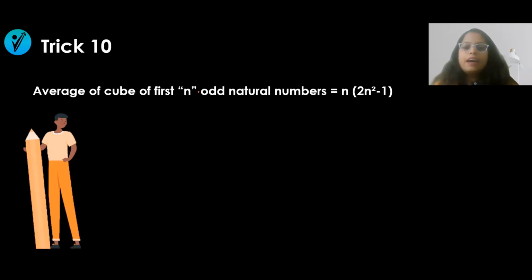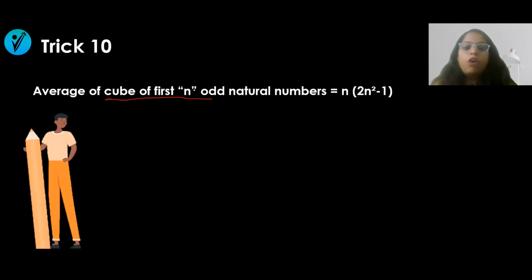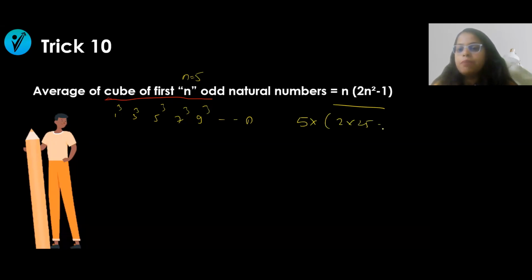And now let's see the last trick of this video, and this is the average of cubes of the first n odd natural numbers, which means it is similar to the previous one, but we will take the odd numbers only. That means 1 cube, 3 cube, 5 cube, 7 cube, 9 cube and so on up to n. Suppose I have to find it for n equal to 5. So my formula is what? n into (2n square minus 1). That means 5 into twice of 5 square, means 25, minus 1.